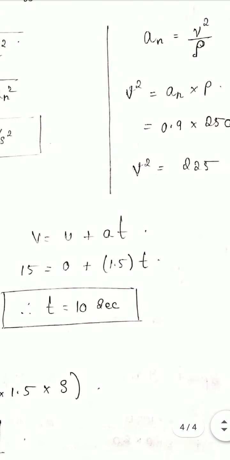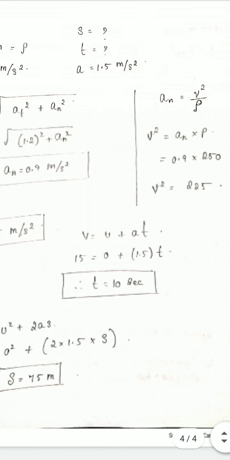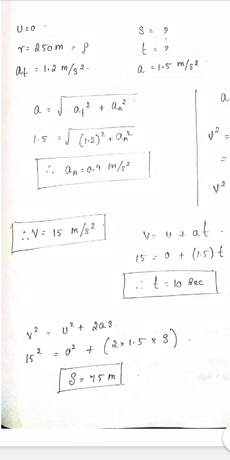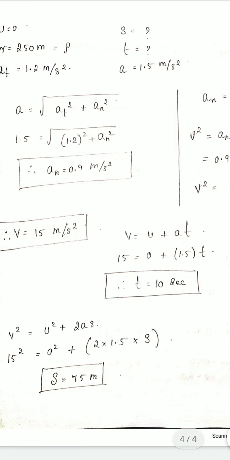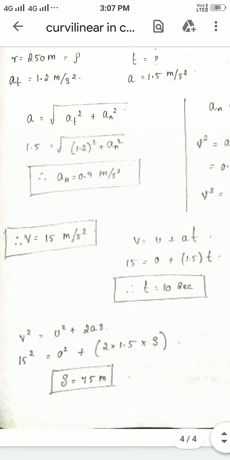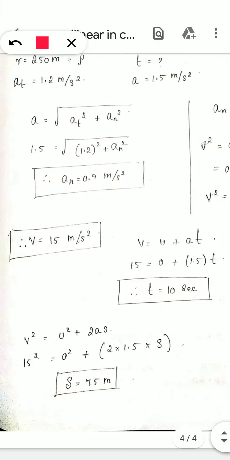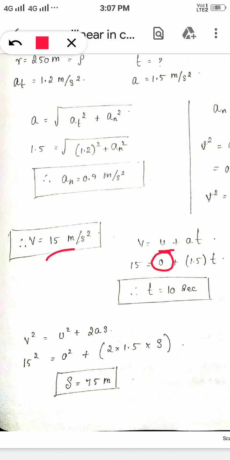From that we know the normal equation, V is equal to u plus at. When you substitute that, V is equal to 15, and what will be the u value? U is our initial velocity. It is initially starting from rest, so u is equal to 0. V is calculated here as 15, and t we have to find. Acceleration we know, that is 1.5. Substitute that and get the value, t is equal to 10 seconds.